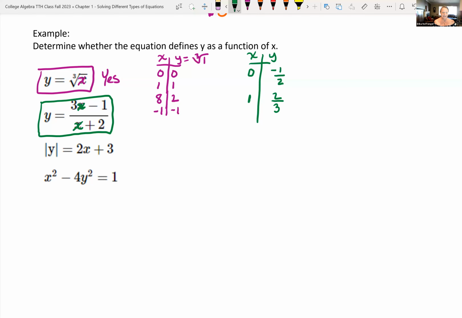If you look at this though, there is a value that you would have to exclude from your domain. What can x not be for this second equation? So what would make that undefined for that equation? What value of x?